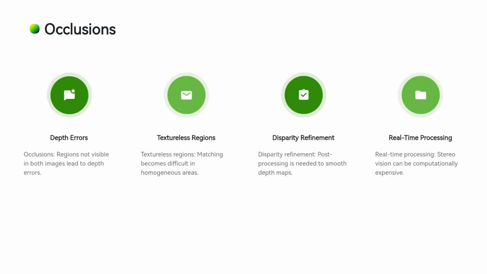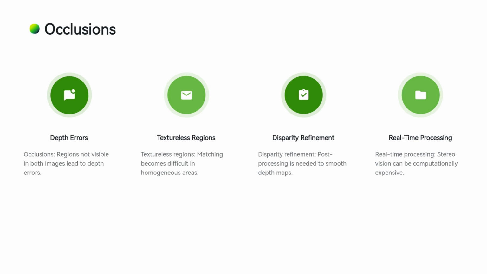Despite its effectiveness, stereo vision comes with several challenges. Occlusions. In some parts of the scene, one camera may not be able to see an object that the other camera can. These occlusions lead to errors in depth estimation, as there is no corresponding point in the second image to match.